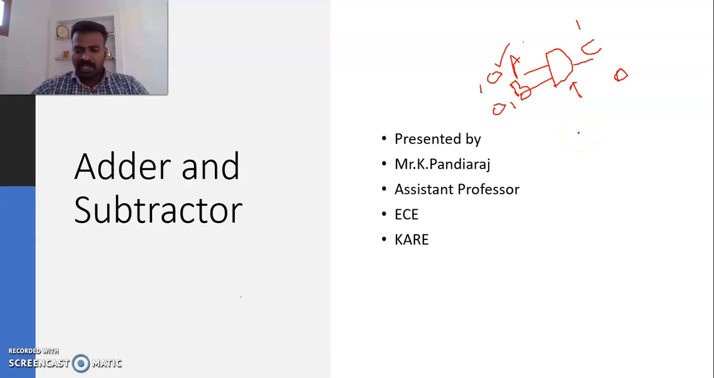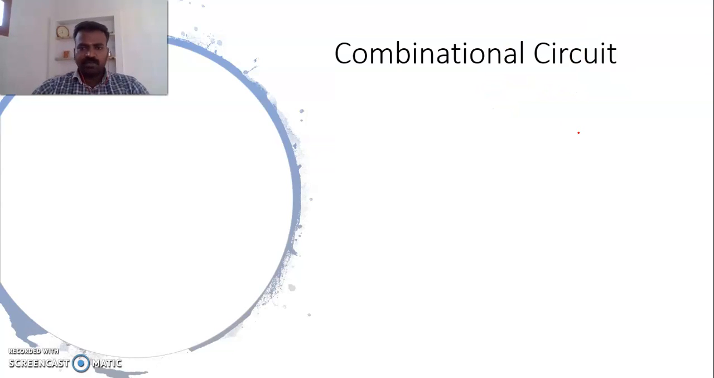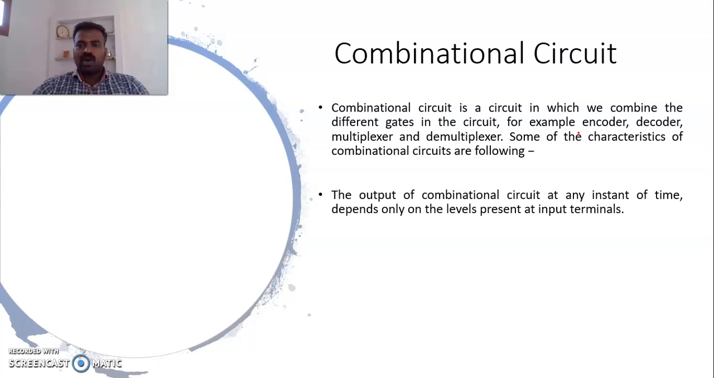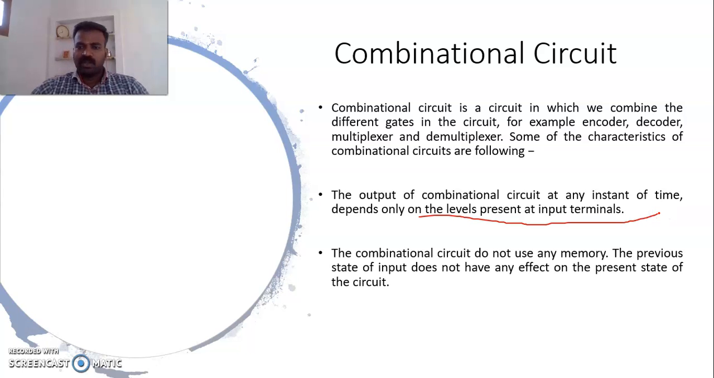Okay. So with this we will enter into the topic. Combinational circuit combines different gates in the circuits. For example, encoder, decoder, mux, demux. These are all applications of some types of combinational circuits. Okay. So the output of a combinational circuit at any instant of time depends only on the levels present at the input terminals. This is very important. This is the definition of combinational circuit.